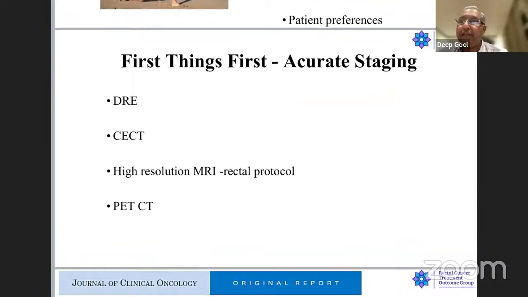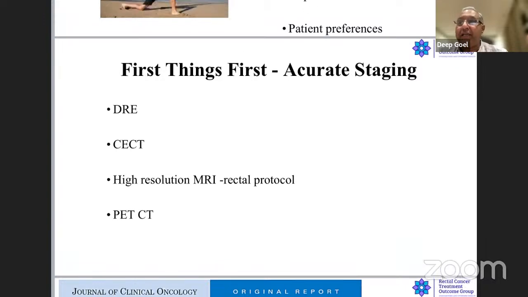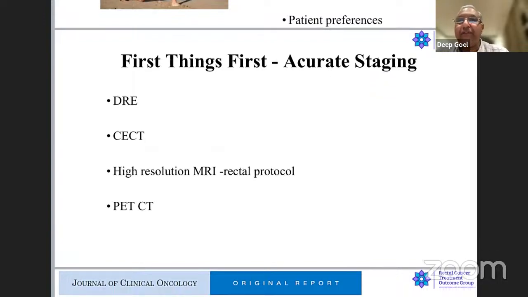Coming to the first thing first, we have to concentrate on accurate staging. And for that, there are so many investigations, but surgeon's finger, I would still feel, is a very, very important tool to assess so many things about the tumor. CT scan to know if there's a disease in the upper abdomen and the chest. High resolution MRI at rectal protocol is the key for the local staging, and that is the one which will guide us. PET CT scan indications are very, very minimal. If you are taking the patient for neoadjuvant treatment, some of the oncologists will insist to have a PET CT, and obviously reassessing the disease after doing neoadjuvant treatment for systemic failure or systemic progression.